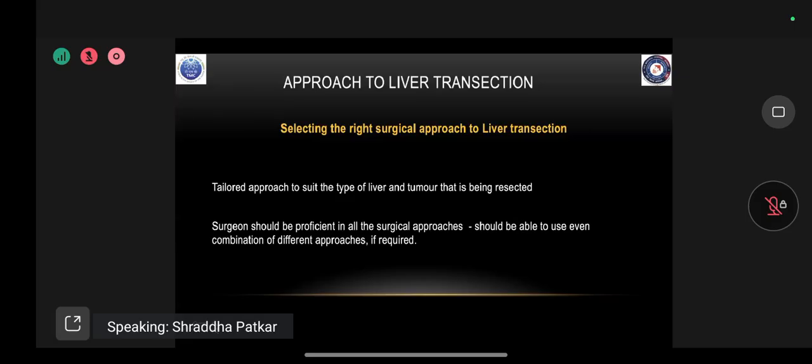What I would now allude to is, how do you select your approach to liver transection? Now you've known the theory, you've known the anatomy, you have all the gadgets, but this is also something which is important. There are various surgical techniques which are described. Each has its own advantages and disadvantages. It essentially is based on the type of liver tumor, the location, and sometimes we may need to use a combination of these depending on what kind of tumor we are dealing with.